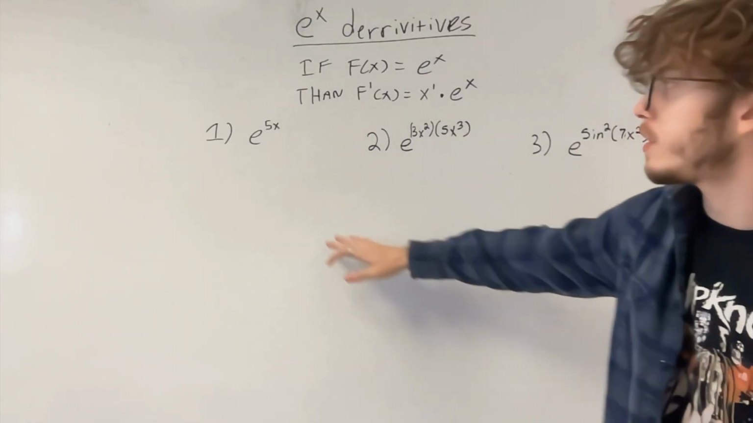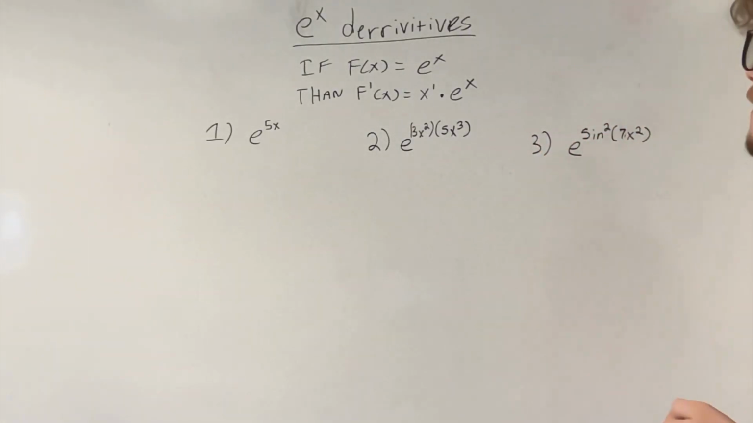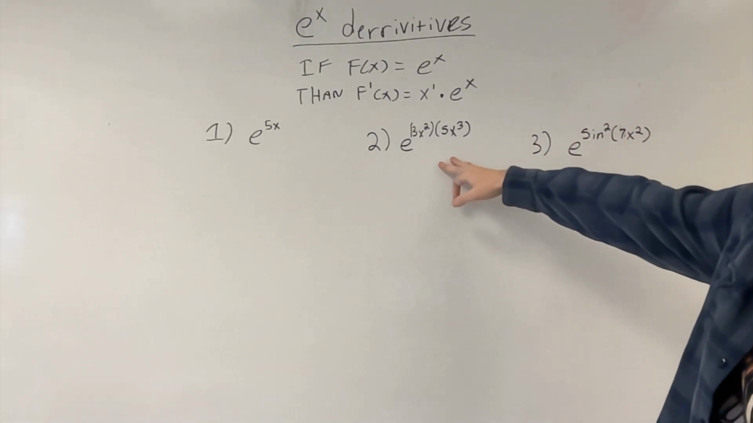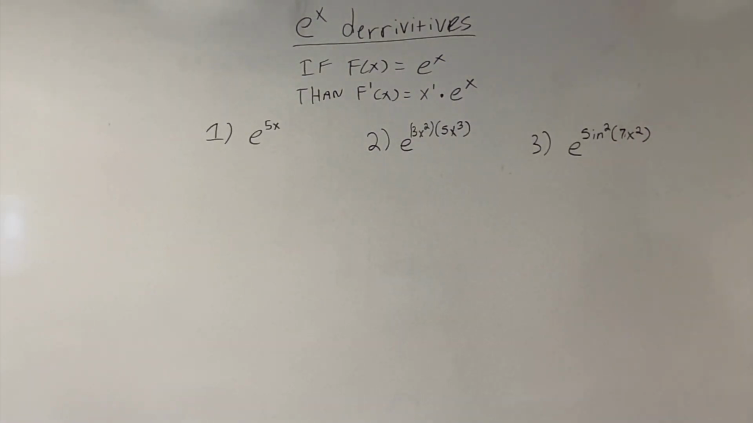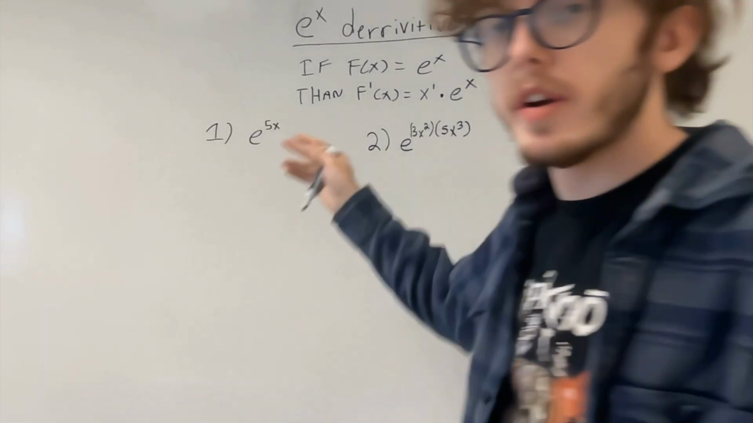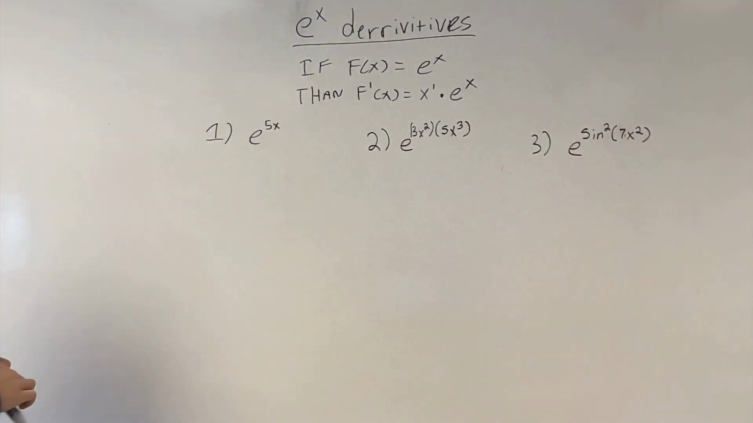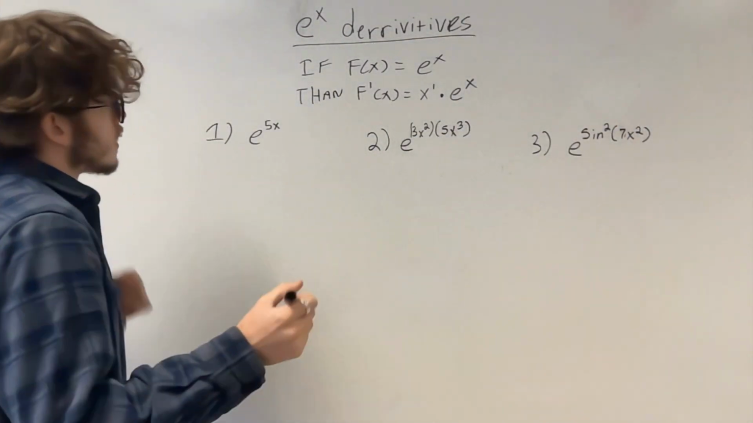I want you to find the derivative of first e to the 5x, e to the 3x squared times 5x to the third, and then this final one here, kind of trickier, e to the sine squared 7x squared. Alrighty, well, let's get started with the easiest one, number one. Hopefully this isn't too bad, but let's get right into it.